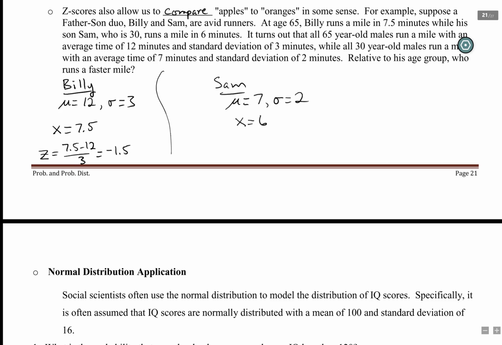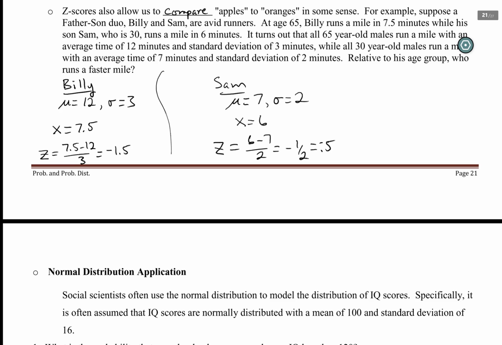Now Sam, on the other hand, his z-score is 6 minus 7 over 2. So that's negative 1/2, negative 0.5. What does that mean? That's a negative there. I'm sorry, let me back up. His time is half a standard deviation faster than the average run time. So Sam is faster than the average for his group.